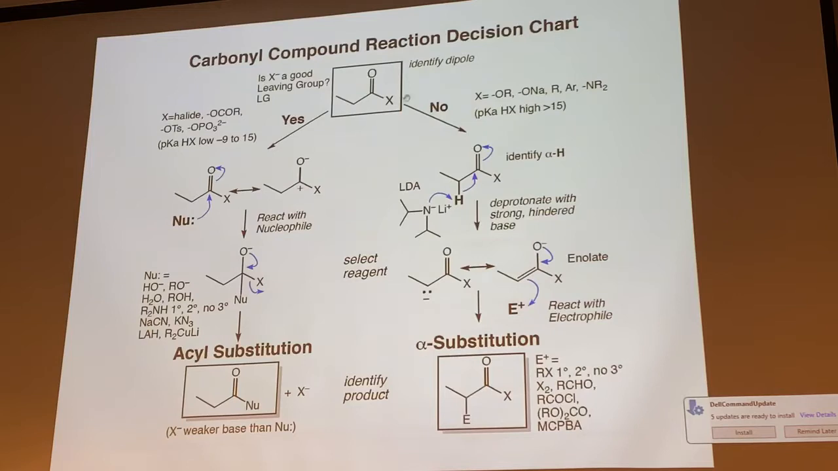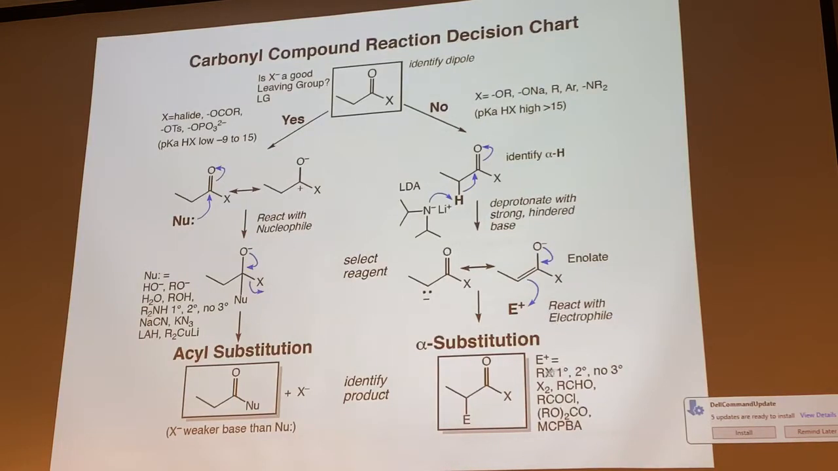But if X is a poor leaving group, right? If we've got groups here where the conjugate acid is very high, that means that's not going to come off the tetrahedral intermediate. So does it mean it can react? Well, even if it's a bad leaving group, if you answer, no, this is not a good leaving group, then what? You can treat with base, and if it's got an alpha hydrogen, you can deprotonate at that position and form a reactive enolate, okay? So that's the rest of the story. So hopefully this unifies what we're talking about here.